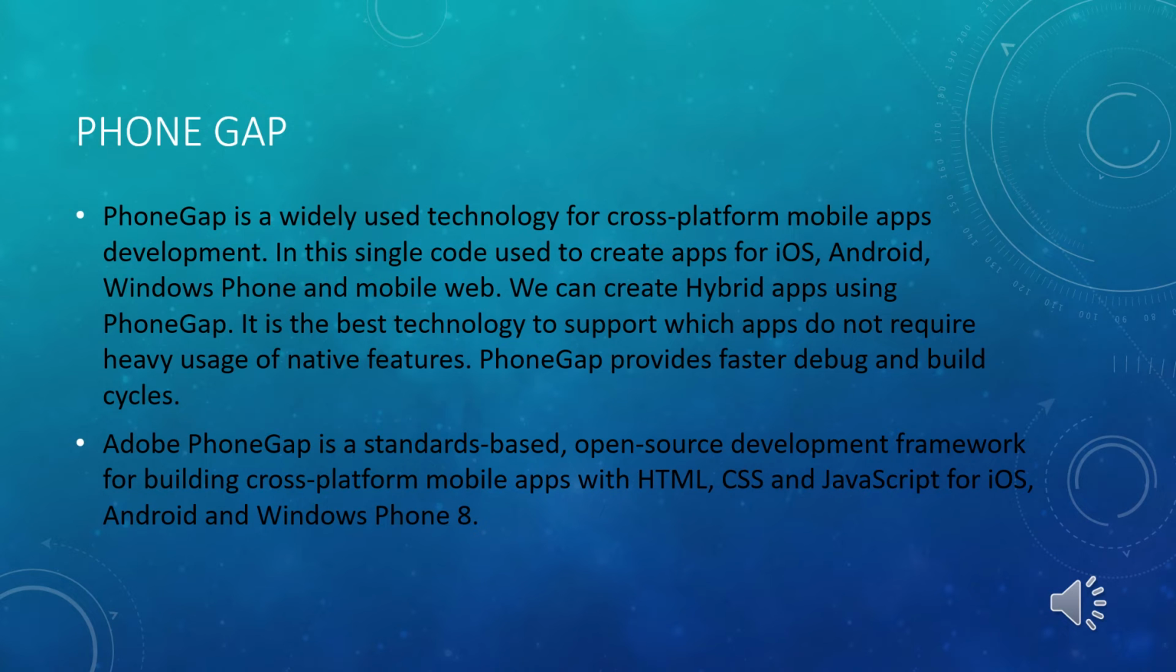Phonegap. Phonegap is a widely used technology for cross-platform mobile app development. A single code base is used to create apps for iOS, Android, Windows Phone, and mobile web. We can create hybrid apps using Phonegap. It is the best technology for apps that do not require heavy usage of native features. Phonegap provides faster debug and build cycles. Adobe Phonegap is a standards-based open source development framework for building cross-platform mobile apps with HTML, CSS, and JavaScript for iOS, Android, and Windows Phone 8.